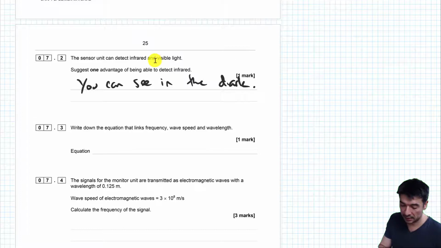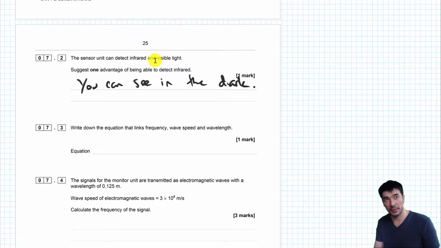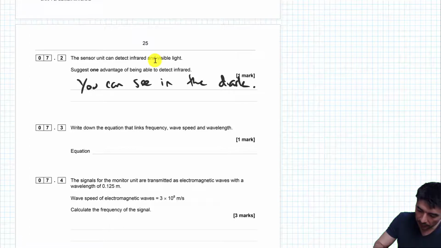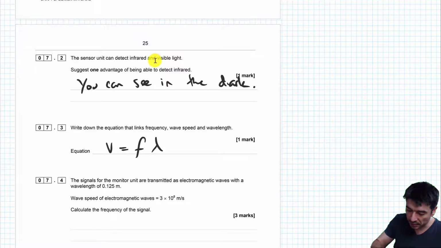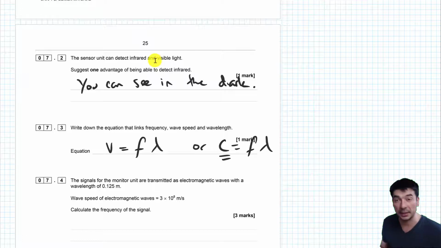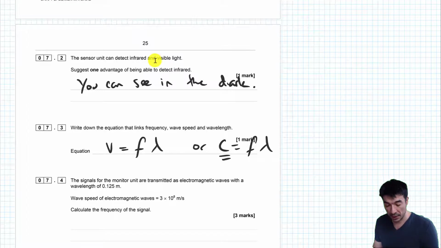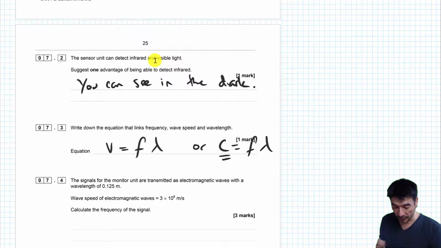Okay, write down an equation that links frequency, wave speed and wavelength. So velocity, or V, equals frequency times wavelength. Right, sometimes you'll see this written as C equals F lambda, because the C means the speed of light. Often we're dealing with this with speed of light, but that's the formula.